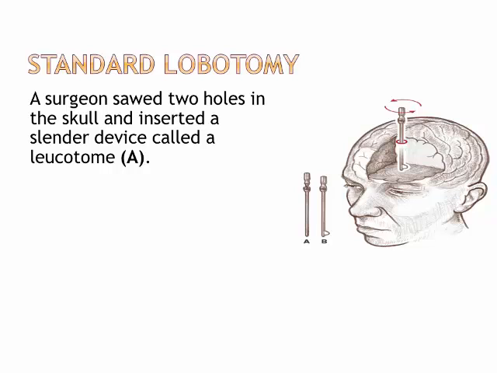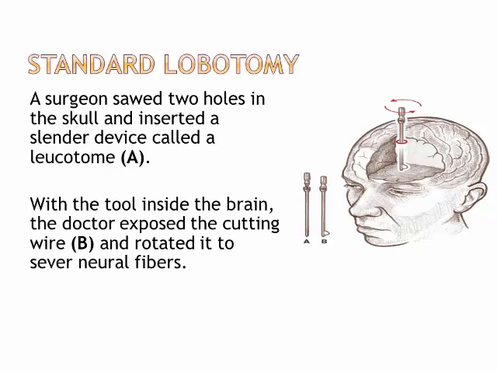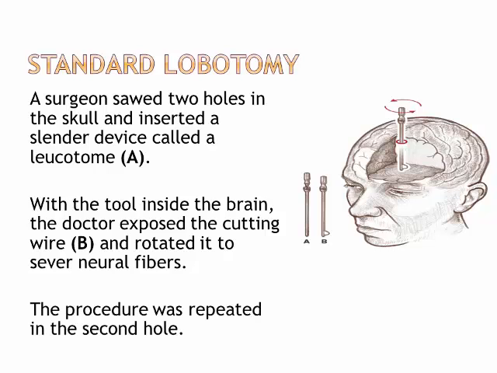In a standard lobotomy, a surgeon sawed 2 holes in the skull and inserted a slender device into the brain. With the tool inside the brain, the doctor then exposed the cutting wire and rotated it to sever neural fibers. The procedure was then repeated in a second hole to destroy more fibers in the brain.